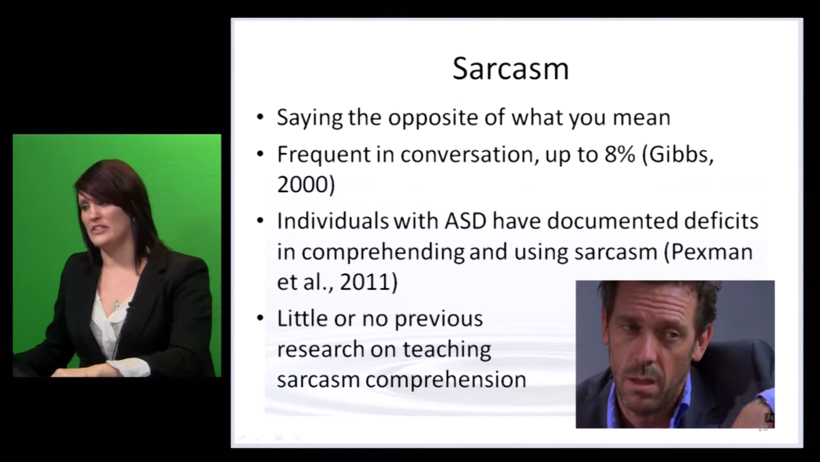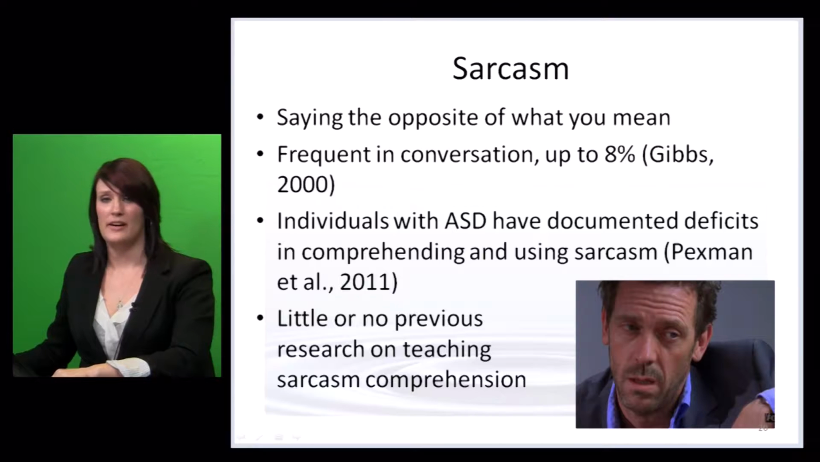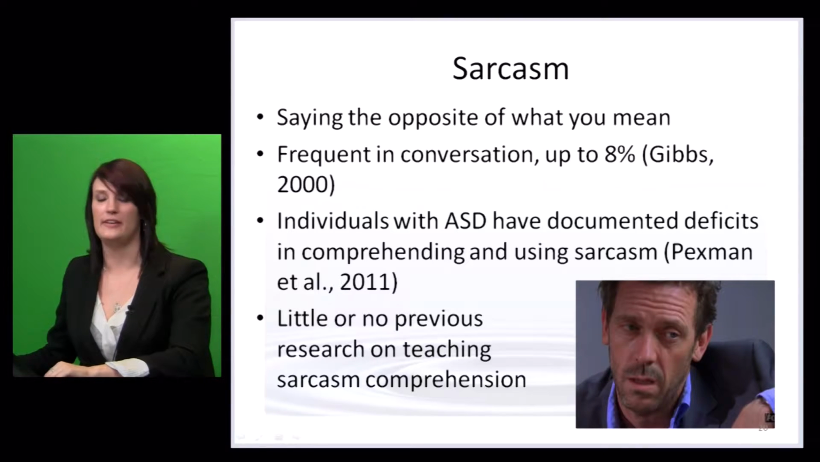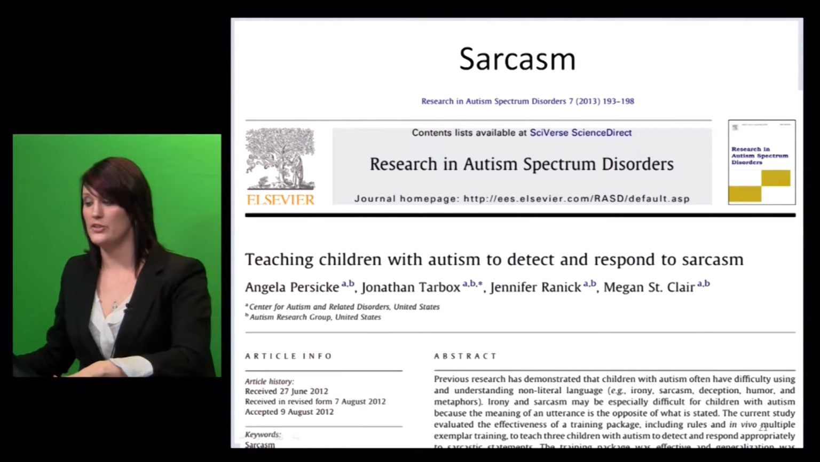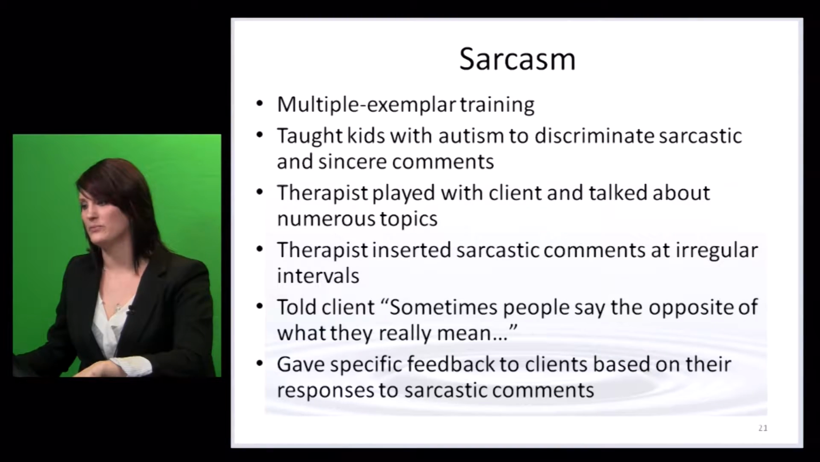It's very frequent in conversation, and it's estimated up to about 8% of exchanges involve sarcastic comments. Individuals with autism, though, have documented deficits in comprehending and using sarcasm. But little or no previous research on teaching sarcasm comprehension has been done, especially in the ABA research. So we recently published a study in Research in Autism Spectrum Disorders where we taught children with autism to detect and respond appropriately to sarcastic statements.